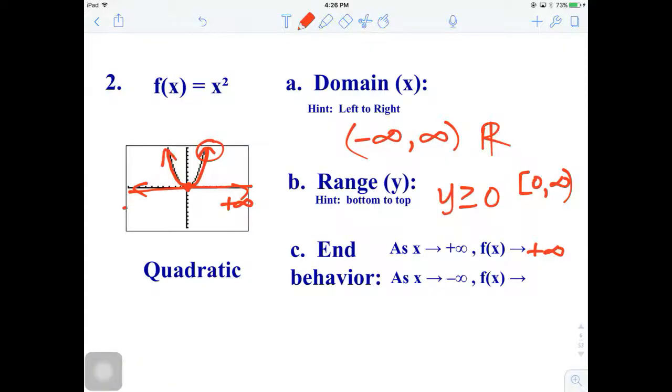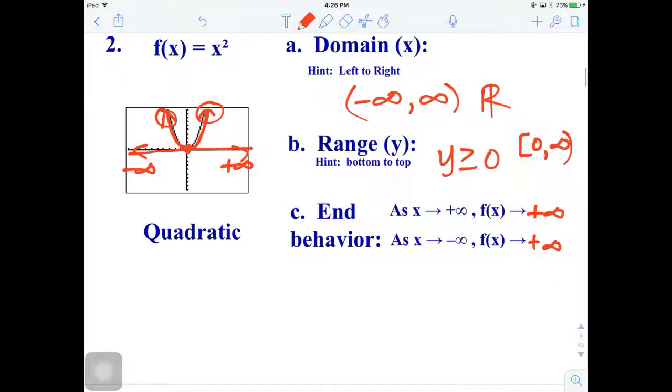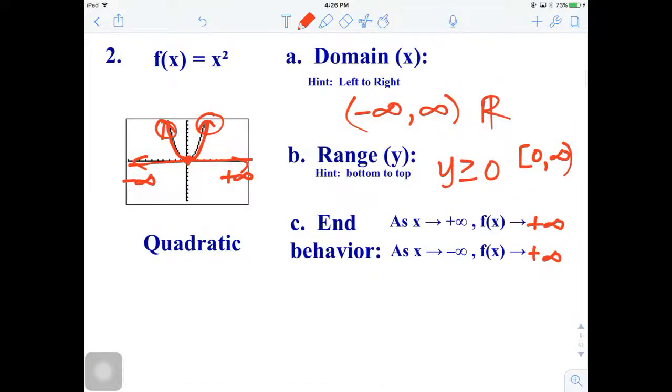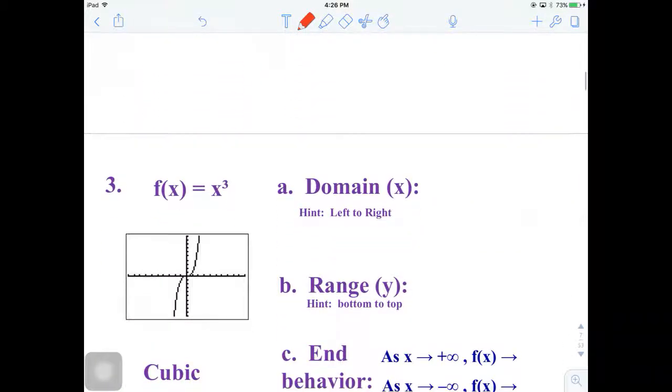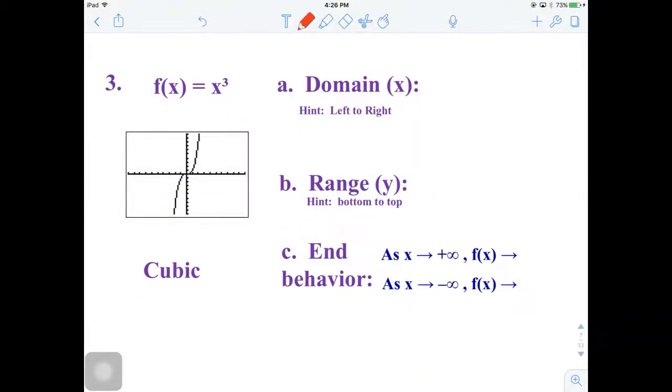And as you go to the left, you still keep going up. So it's up and up, and so both positive infinity. And that's for the quadratic. Let's take a look at the cubic function next.